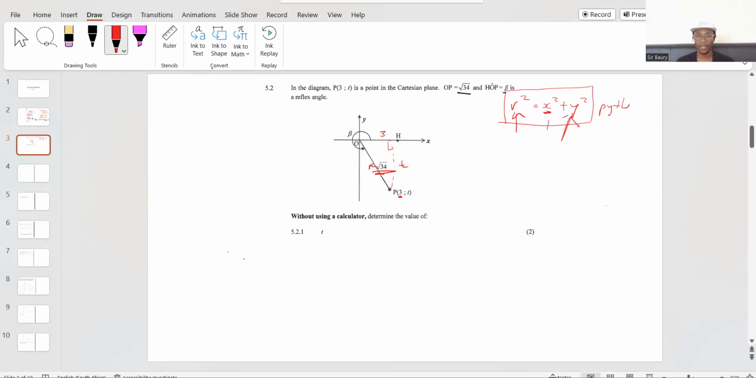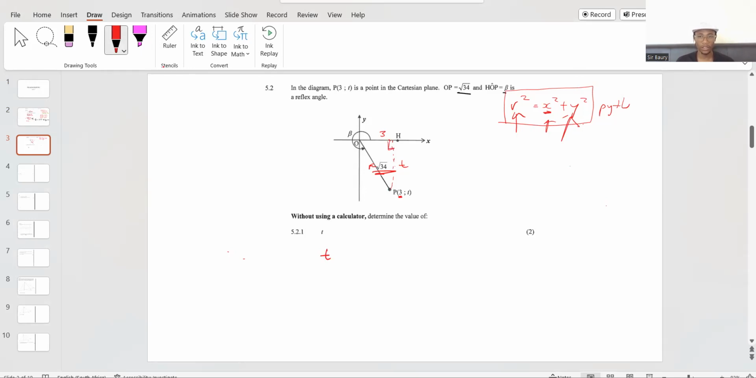I have x, which is 3, but I don't have t. So they're saying, without using a calculator, determine the value of t. This is what we need to do. So you're going to say t is the other side, right? We can only use Pythagoras because there's a 90 degrees here.